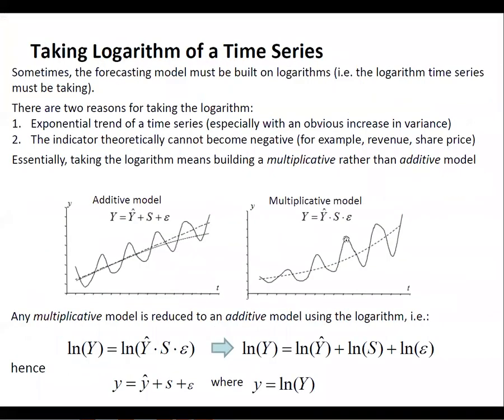So let's go further. The next preliminary action to be done with time series is to decide whether they should be logarithmic or not. There are two reasons for continuing to work with the logarithm. The first reason is the visual existence of an exponential trend in the data, especially if this trend is accompanied by an increase in variance, as shown in this chart. And the second reason is if the indicator theoretically cannot be less than or equal to 0. In this case, constructing a model on the logarithm allows you to give the indicator the necessary properties.